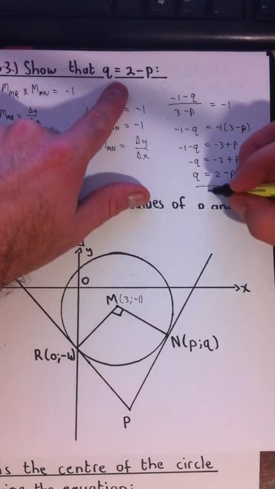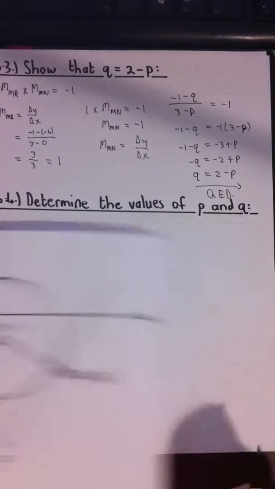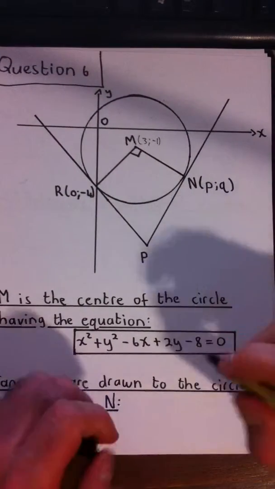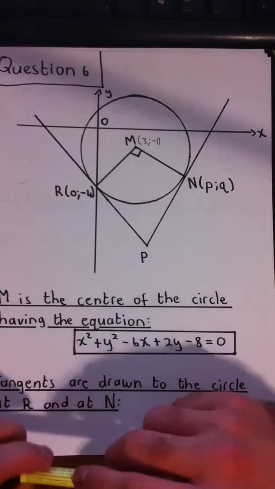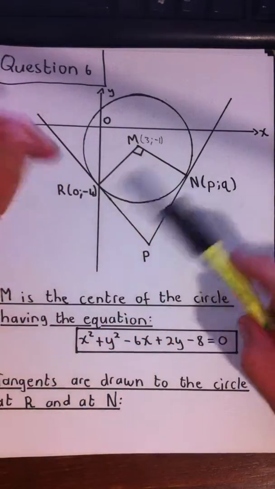And QED, as they say. Proven. Next question. Determine the values of P and Q. Okay, so we don't know P or Q yet, so that might be a bit complicated to use one of the two to prove the other one in terms of it.